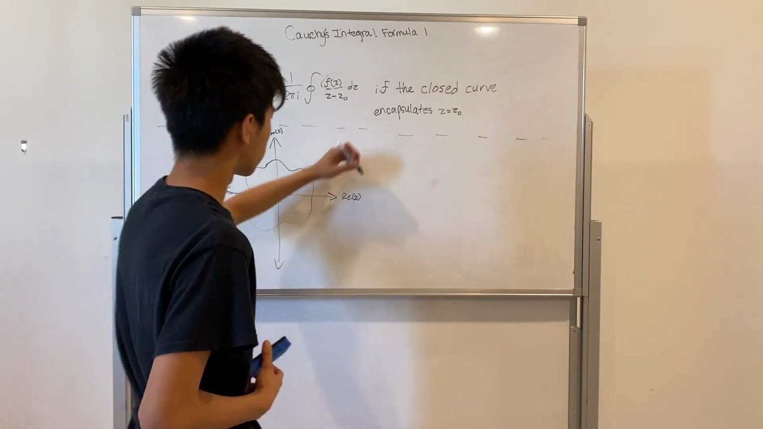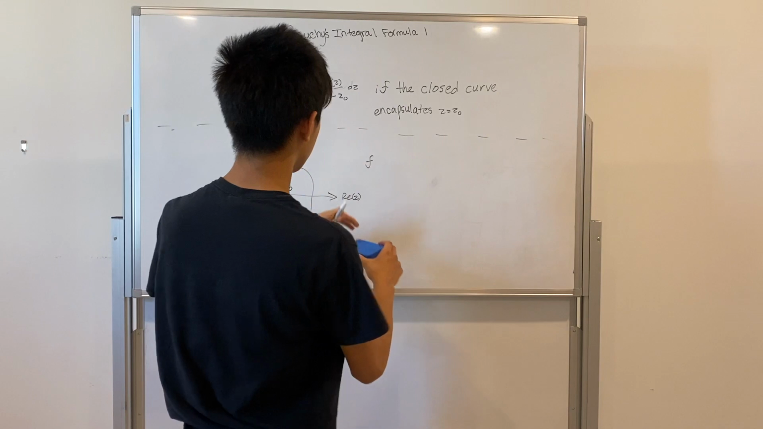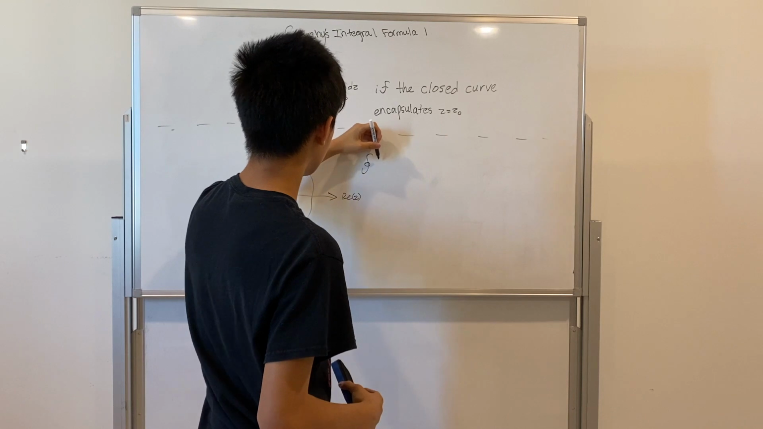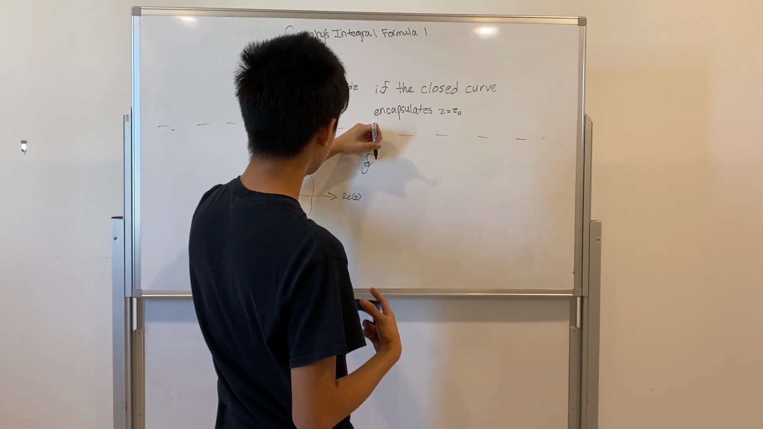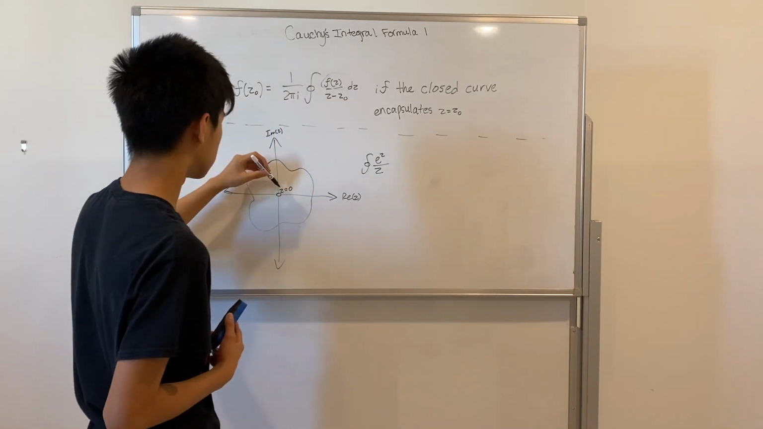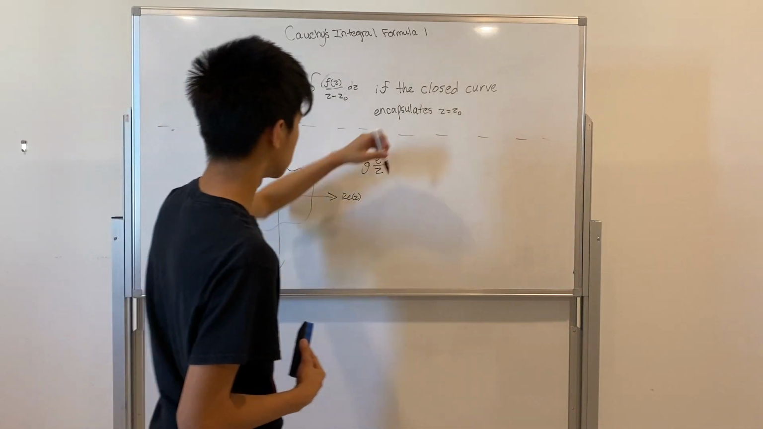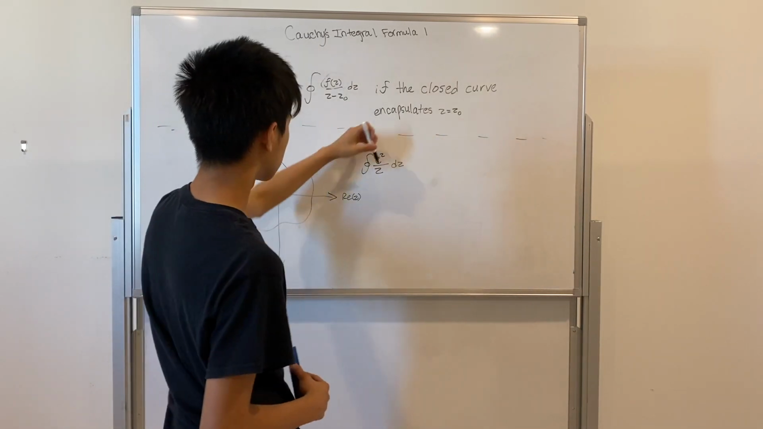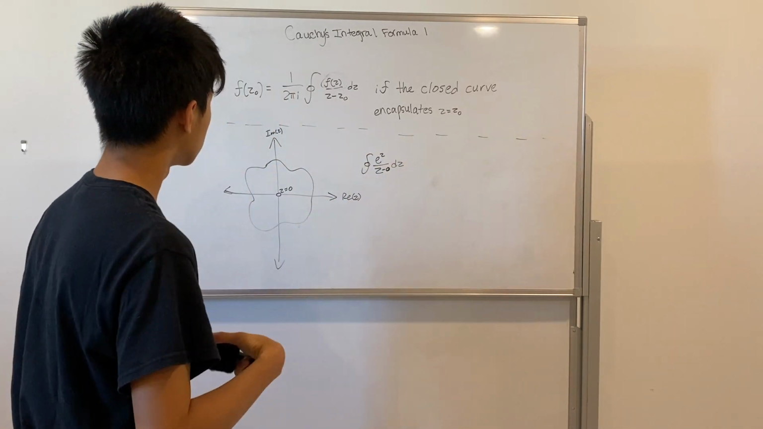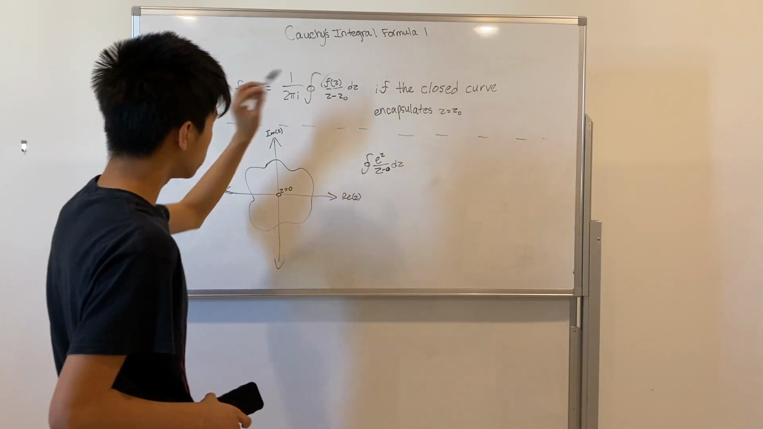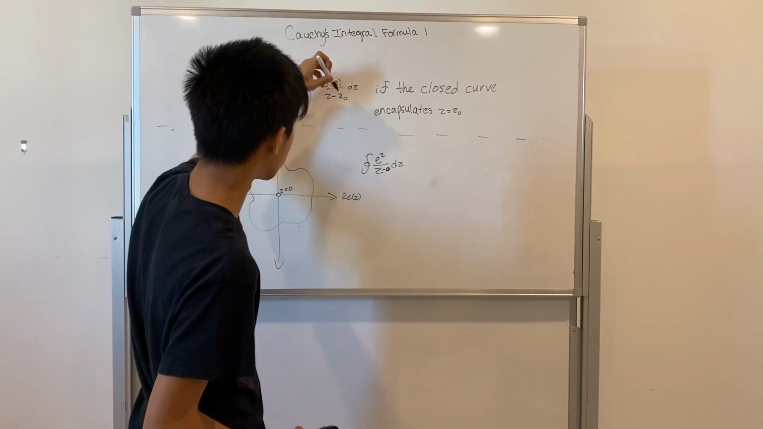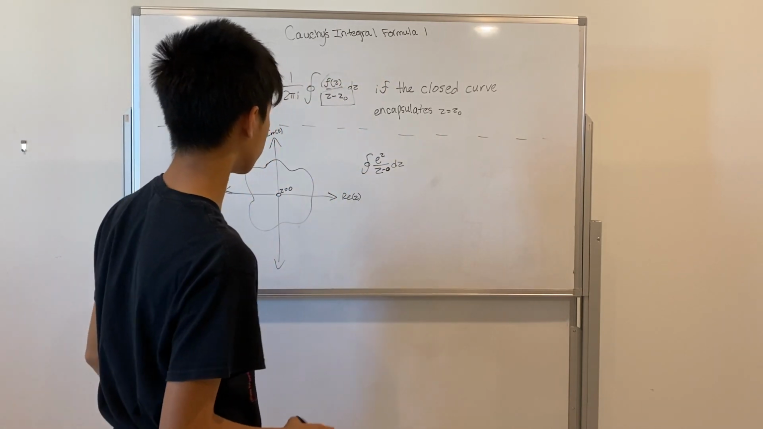So for practice problem's sake, let me assign an integral to solve. Let's say we want to solve the line integral of e to the z over z, dz. I'll just put minus 0, just so you know what I'm talking about. Here, our f of z is equal to e to the z power, because we have our z minus 0 here, which is this part of the formula.